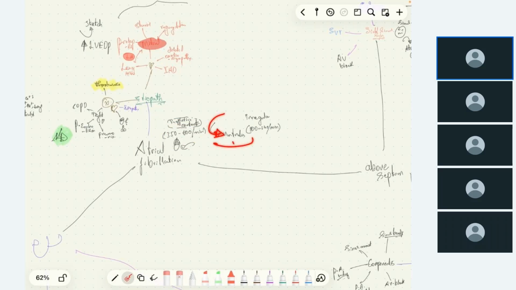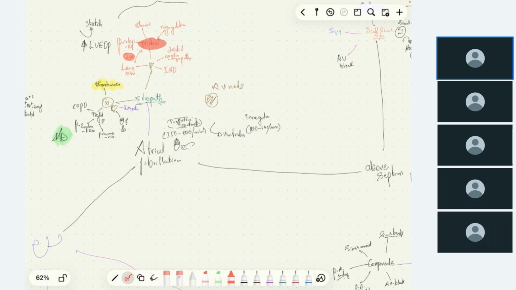which leads to ventricular rate impairment. The ventricular rate is irregular, between 100 to 140, thanks to our AV node. Because if this 350 to 600 were all transmitted to the ventricle, the patient may have died instantly. The AV node is the hero, which prevents most of the impulses from the atria from reaching the ventricle, thereby making atrial fibrillation a not life-threatening, relatively safe condition to have.